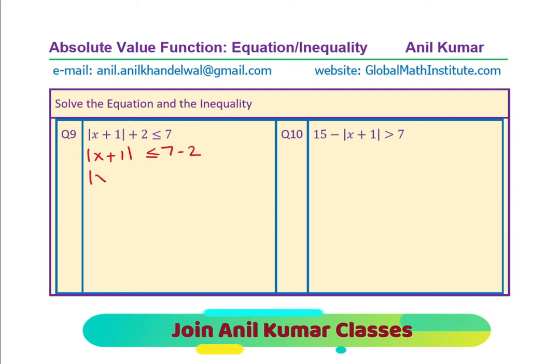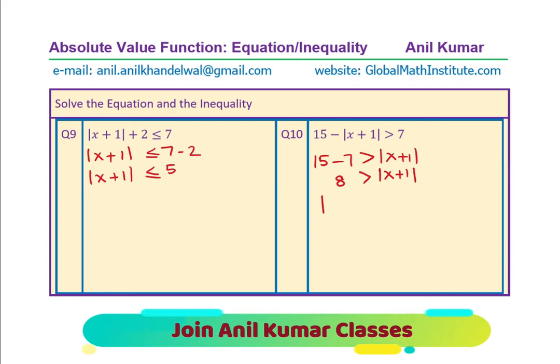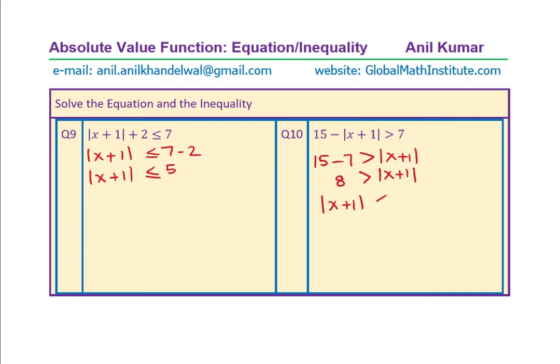So we have now simplified this a bit, written as the inequality which we had been working with for so long, correct? The other one has a minus, right? So it is better to take the absolute value to the other side. We'll say 15, bring 7 here, and then we say greater than absolute value of x plus 1. Now 15 minus 7 is 8. And so 8 is greater than absolute value of x plus 1. Well, when 8 is greater than the absolute value, that means the absolute value is less than 8, right? You could also write this as absolute value of x plus 1 is less than 8. Does it make sense to you? And then solve this one.